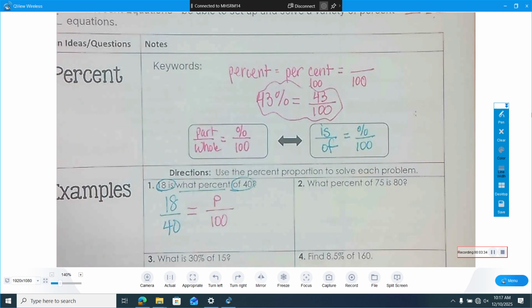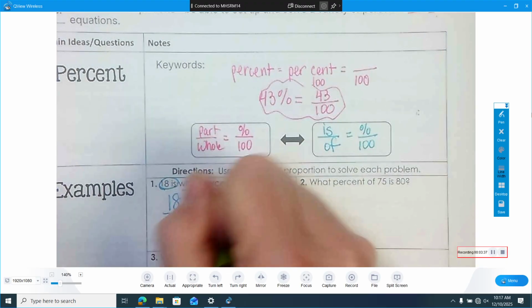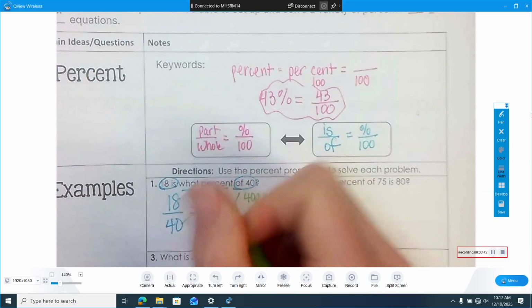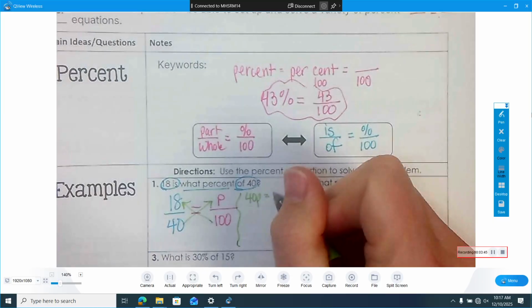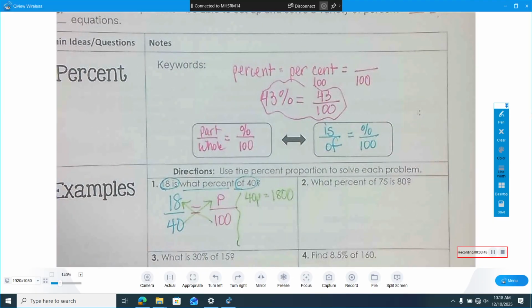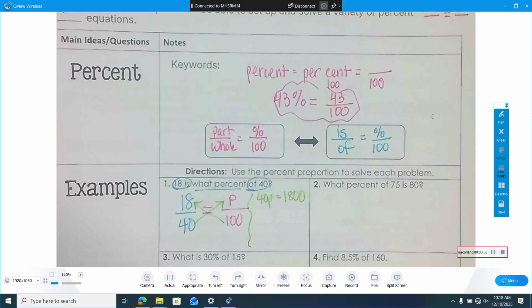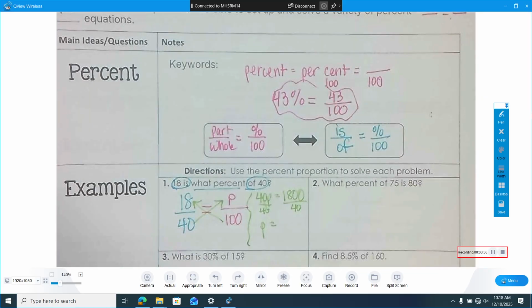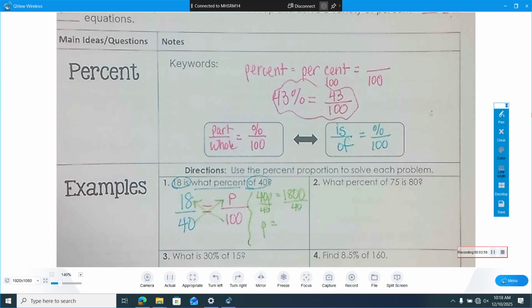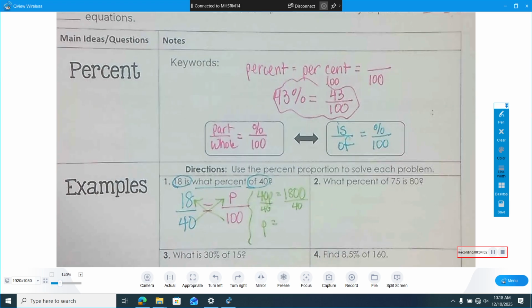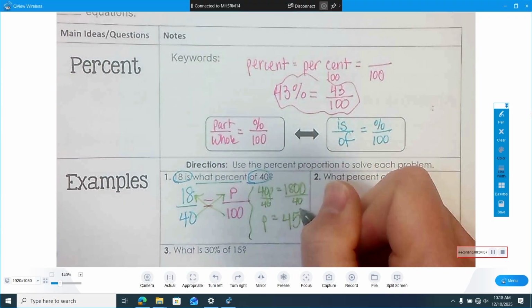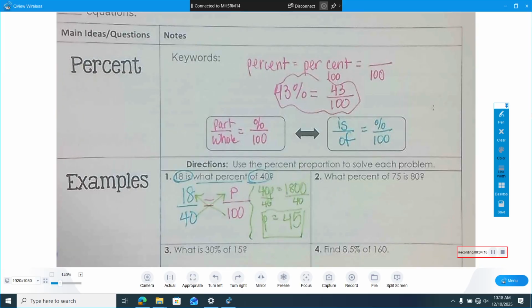How do we solve for the percent? Cross multiply, absolutely. So we can cross multiply this. 40 times p is 40p equals 100 times 18, which is 1800. And then what do we need to do? Divide by 40, ladies and gentlemen. Let's write some stuff down. 1800 divided by 40 is 45. So it is 45%. 18 is 45% of 40.